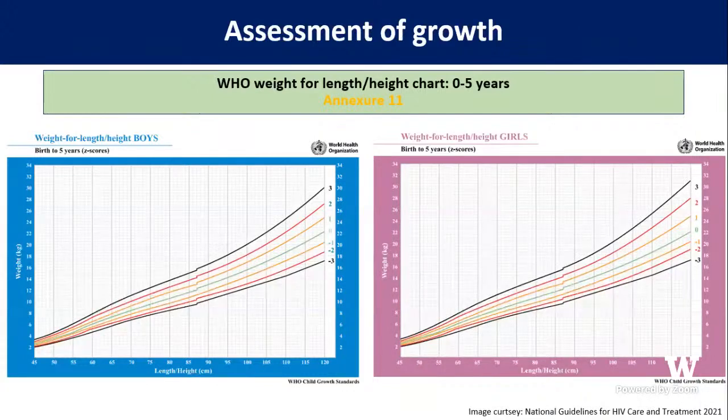And in a child beyond 5 years, we assess BMI. But if we are assessing length for age, we are assessing for stunting. A child with height for age or length for age less than -2 z-score is said to be stunted. And if the same is less than -3 z-score, then the child has severe stunting. Okay. So next slide, please.